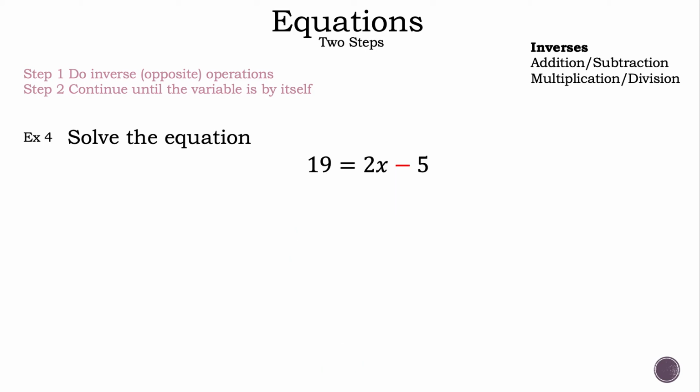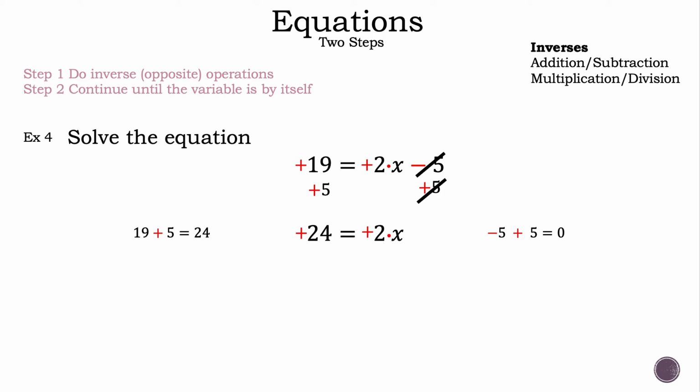Now let's take a look at the last example. 19 is equal to 2x minus 5. So let's add the hidden symbols. Positive 19 is equal to positive 2 times x minus 5. Now we're going to get rid of that minus 5, because we need to get that x by itself. So we add 5 to the right hand side. Minus 5 plus 5 is equal to 0. So those numbers cancel. Now we need to do it to the left side. So we get 19 plus 5, which is 24.